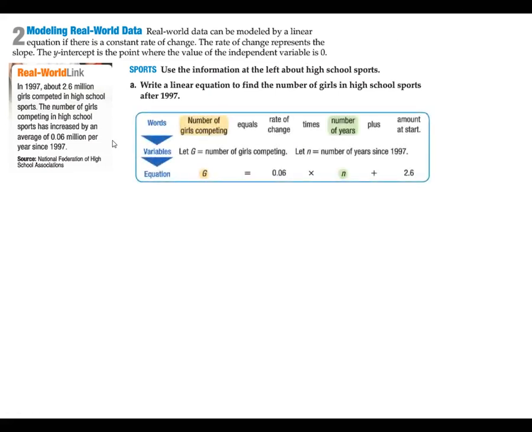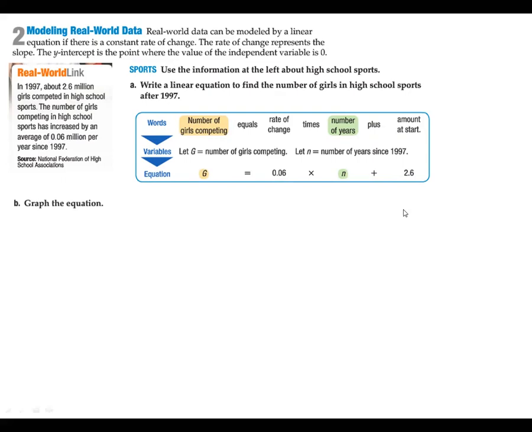So in words, the number of girls competing equals the rate of change, 0.06, times the number of years, plus the amount at the start. At the beginning, it was 2.6. So G represents the number of girls. It's G = 0.06N + 2.6, where N is the number of years.